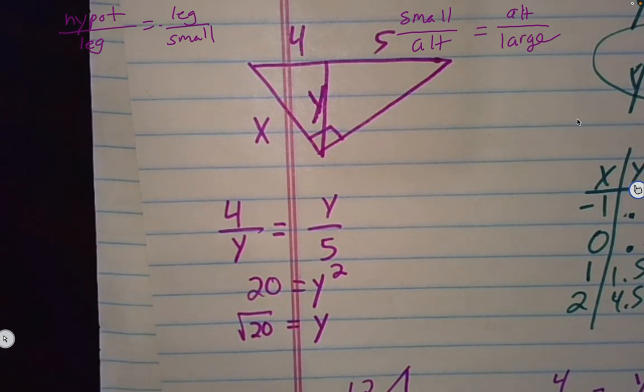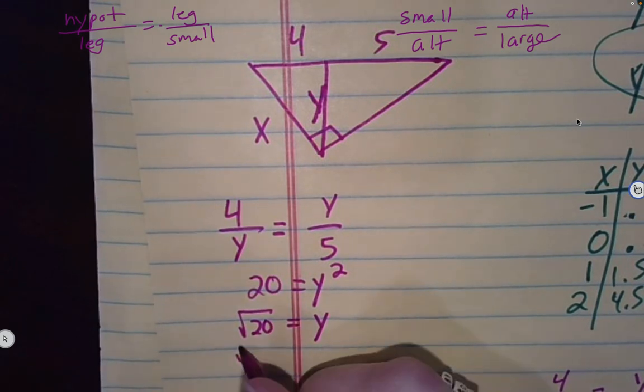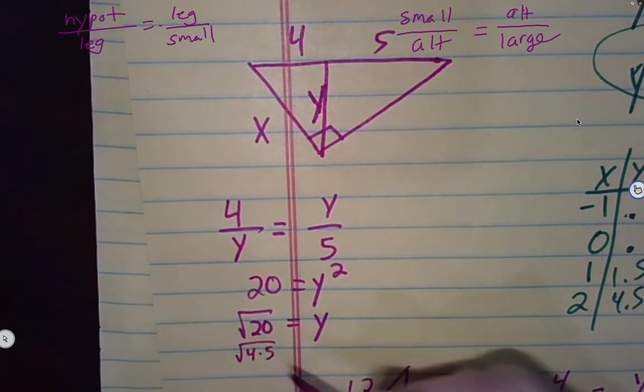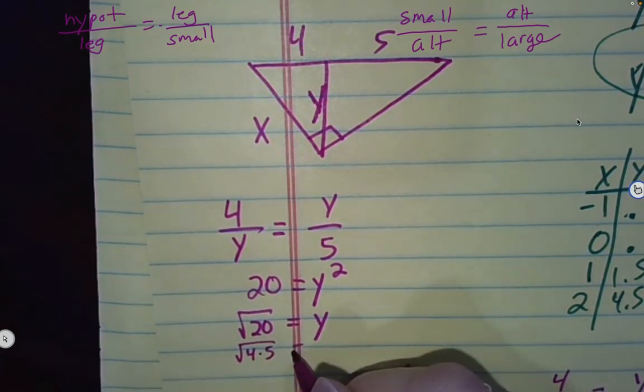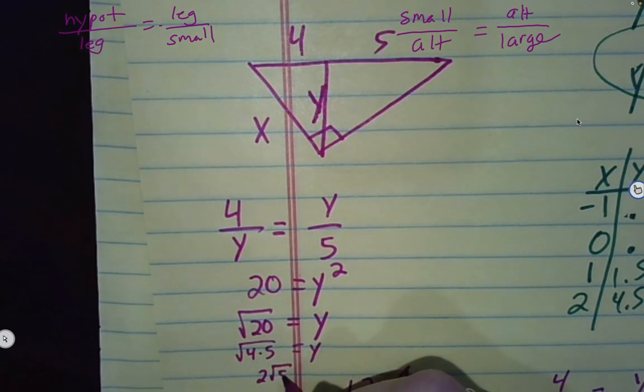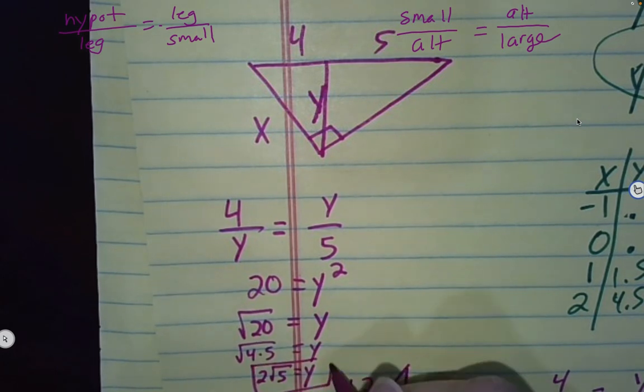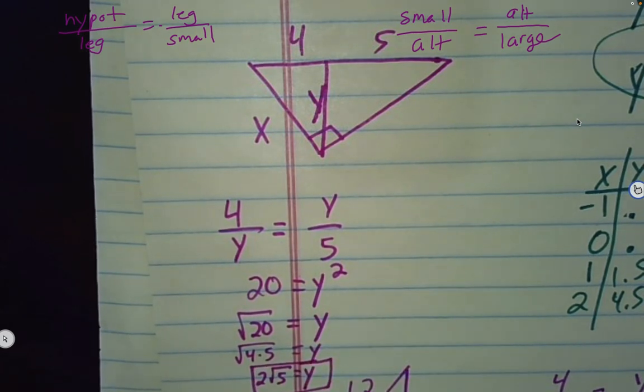Because what is 20? 4 times 5. So let me write that. 4 times 5. What is the square root of 4? 2. So it's 2 square root of 5. There's my y. 2 square root of 5. All right? Now what do we have to find?